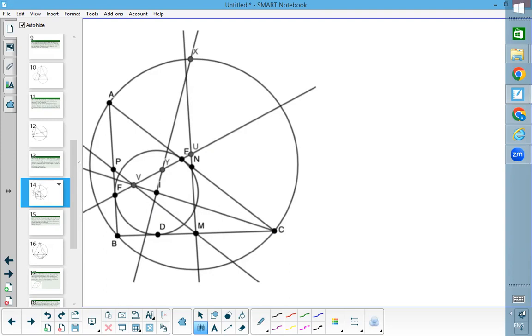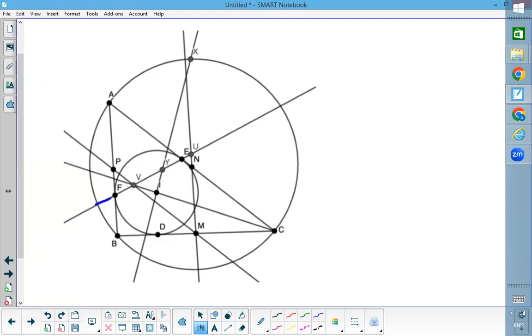Then we're going to draw some lines. We're going to draw the line EF, which connects the tangent points, and then we draw the midsegments PN and MN. The midsegments intersect at U and V. The first thing is we want to prove that V is on the ray CI.